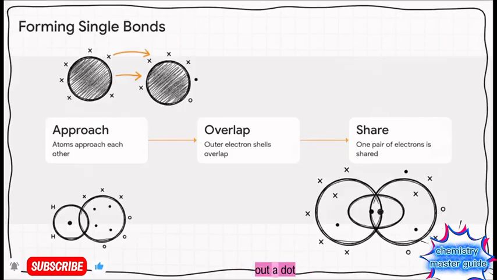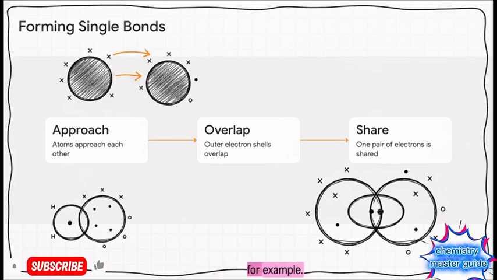If we were to map out a dot and cross diagram of a single bond forming, it basically happens in 3 steps. First, the non-metal atoms approach each other. Second, their outer electron shells overlap. And third, one pair of electrons, so one dot from one atom and one cross from the other, is shared right there in that overlapping space.